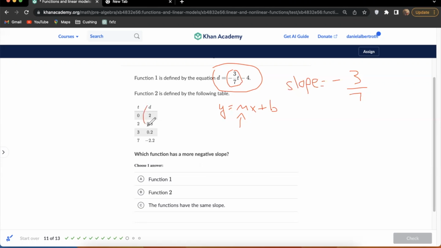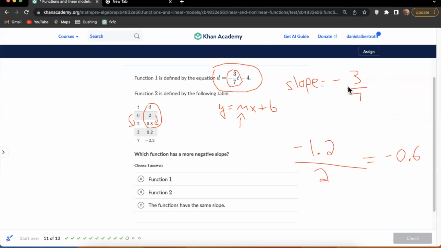Here, the change in y is -1.2, because y, or the output, goes from 2 to 0.8. So it goes down by 1.2. I'm going to divide this by the change in x, or the change in my input, which is 2. So the rate here is -1.2 divided by 2, which is -0.6. So this has a downward slope of -0.6, and the first one has a downward slope of -3/7.